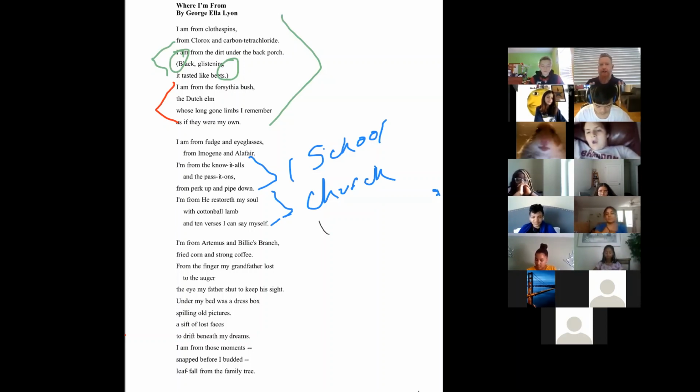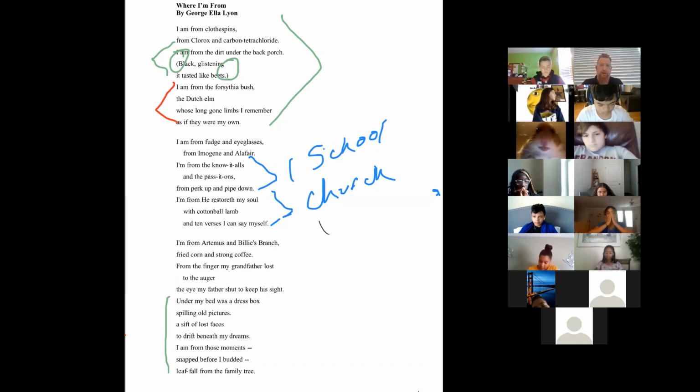Oh, the entire last stanza. The last part of this last stanza is really great stuff. And again, this is one of the reasons that I want us to talk about this poem. We're going to look at these particular lines. "Under my bed was a dress box, spilling old pictures, a sift of lost faces to drift beneath my dreams. I am from those moments, snap before I budded, leaf fall from the family tree." Okay, Serenity says it's about her family history. I think that's accurate.